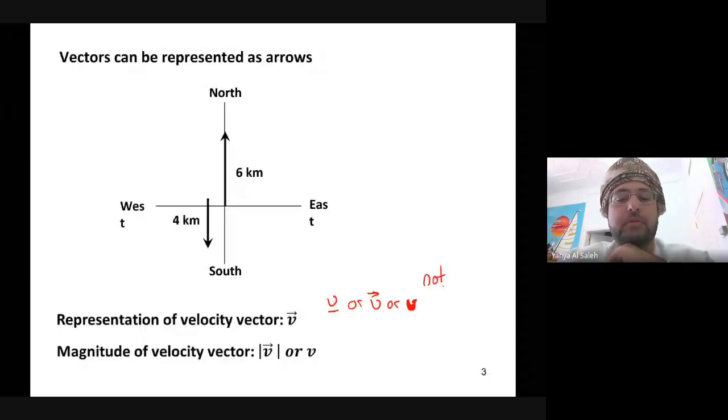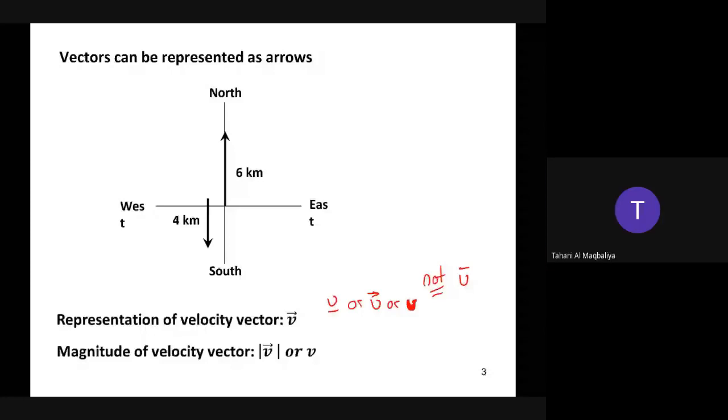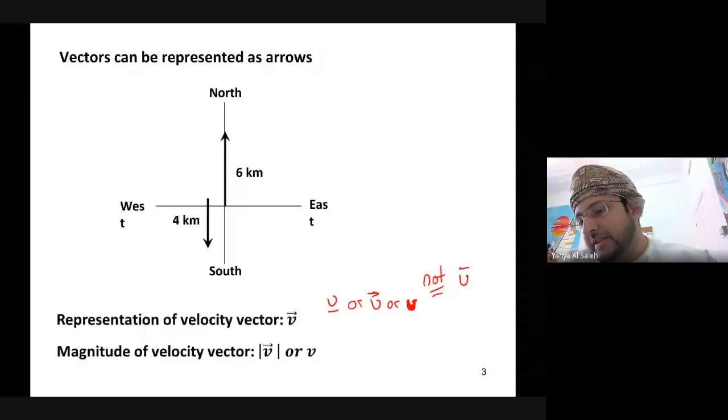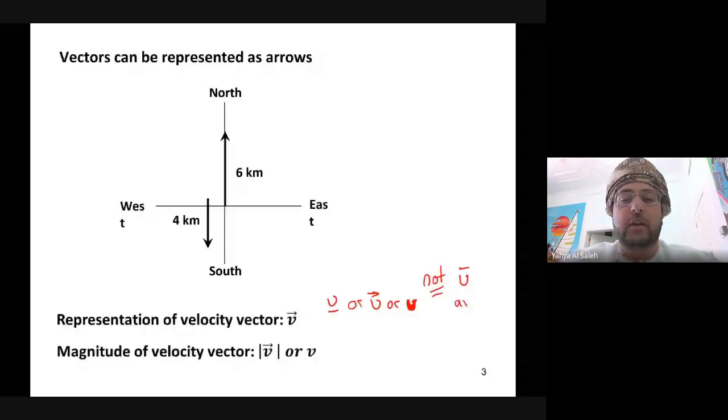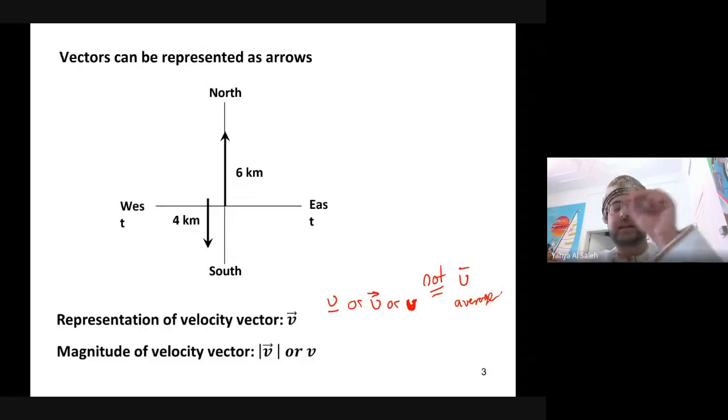Do you know what a dash on top means? Average velocity. Yep. So a dash on top is average or mean, not only velocity of anything. In statistics, if you put a dash on top of something, it means the average value. So if you put it on top, it has to be an arrow, not a dash.